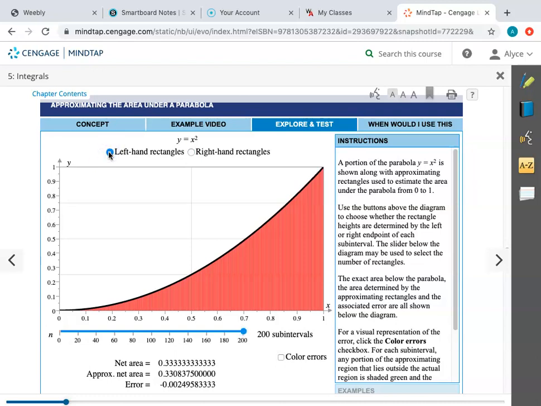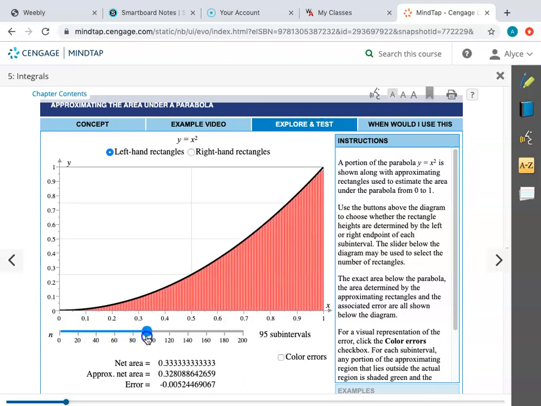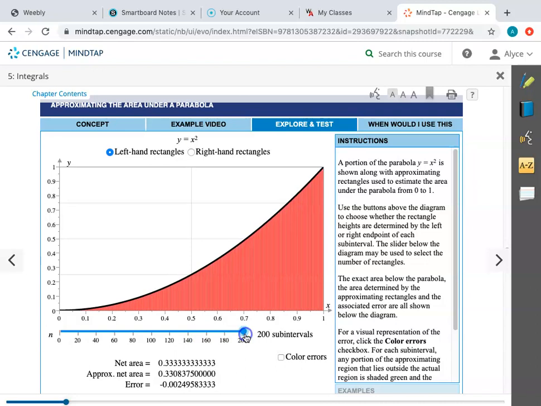Same thing with lefties. If we were to do left-handed rectangles, we'd start with an area of 0. Notice all of our approximations now are underapproximations, and we get closer and closer to the area, but we always stay under. So again, with 200 rectangles, we're still only correct to 2 decimal places.